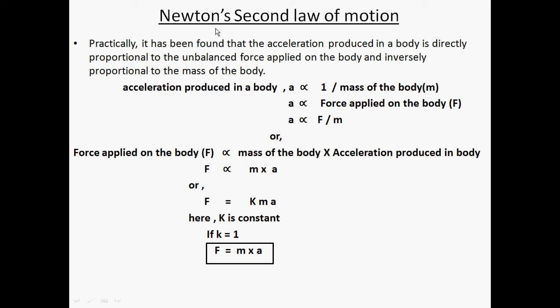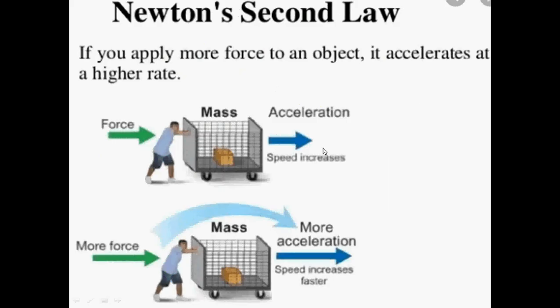So, this Newton's second law of motion was proposed to understand the force, the value of force, and how to calculate the force in terms of mass and acceleration. Practically, it was found that acceleration can be produced in a body if an unbalanced force acts on the body. Okay, now see in the figure.